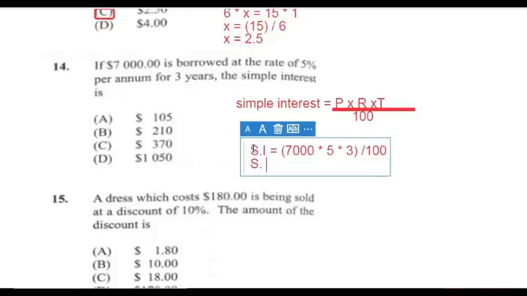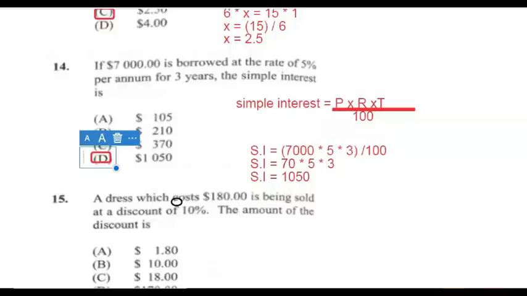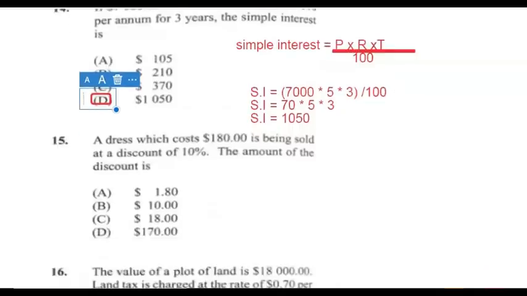We can simplify. Cancel the zeros from the 100 with the zeros from the 7,000, and we're left with 70 multiplied by 5 multiplied by 3. And as I always say, we have to try and find some easy way to do these multiplications, as we will not have a calculator in the exam. So we need to see how best we can simplify, then get to our solution. And therefore 70 multiplied by 5 multiplied by 3 is 1050. So our answer for 14 is D.